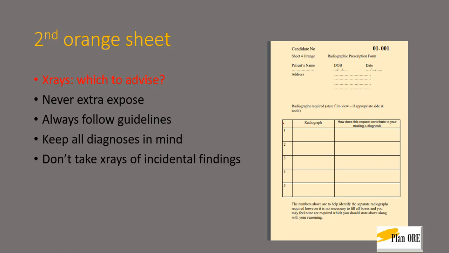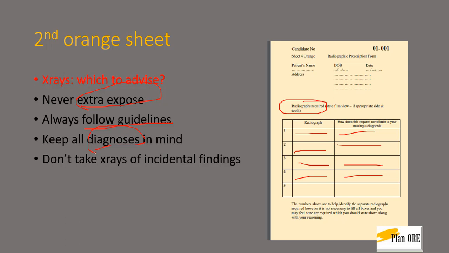This is the second orange sheet where you need to write the x-rays or the radiographs that you are going to prescribe to this patient. Always remember that you do not expose the patient extra. That means you don't take more x-rays than actually required, because it is really important that you follow the guidelines, and it is also important that you justify what x-ray you're going to take.